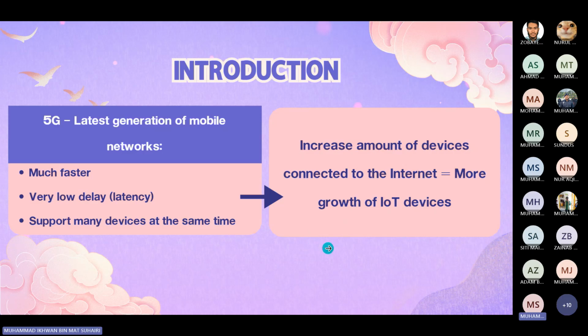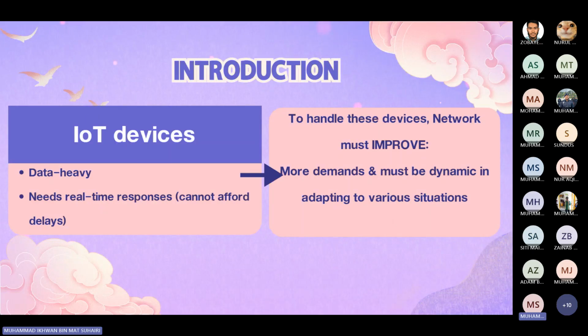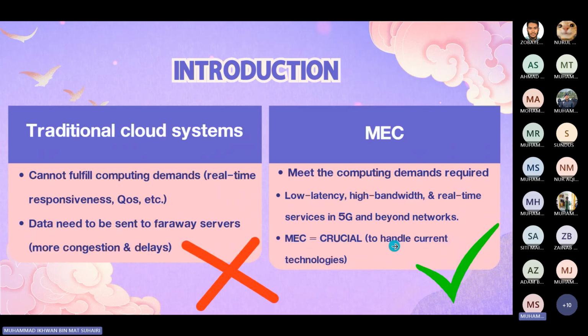This improvement from previous networks to 5G and beyond will increase the number of devices connected to the internet, meaning more growth of IoT devices. These IoT devices are data heavy and need real-time responses, which means you cannot afford delays. Therefore, to handle these devices, the network standard must improve and be more dynamic in adapting to various situations. However, traditional cloud systems cannot fulfill the computing demands of these devices, such as real-time responsiveness and quality of service, because the data needs to be sent to faraway servers, meaning more congestion and delays.